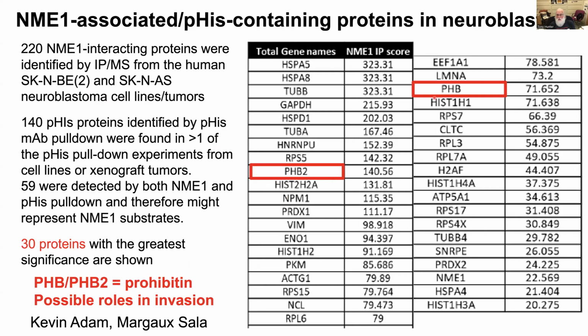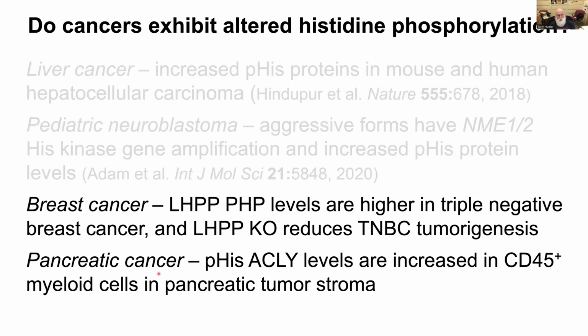And we're following up on two proteins, the PHB proteins or prohibitins, which have been shown to have possible roles in invasion. Unfortunately, I don't have time to tell you more about that story, which is in preparation for publication. We've also found that LHPP levels are, instead of being lower, higher in triple negative breast cancer, and the LHPP knockout reduces TNBC tumorigenesis in xenograft models.